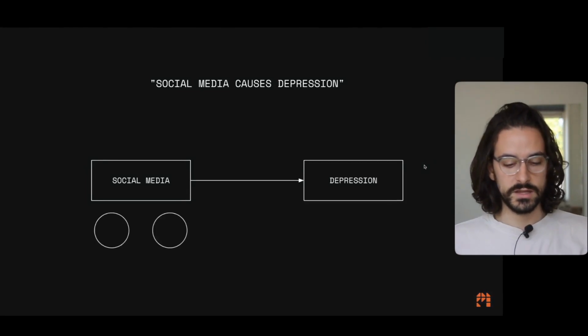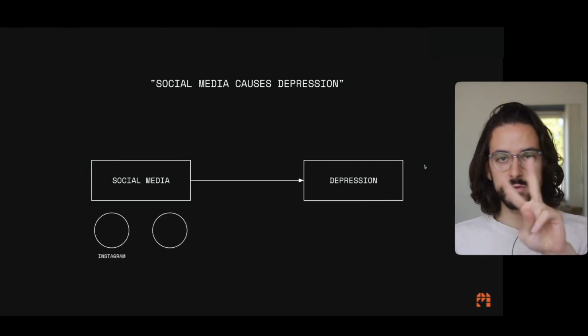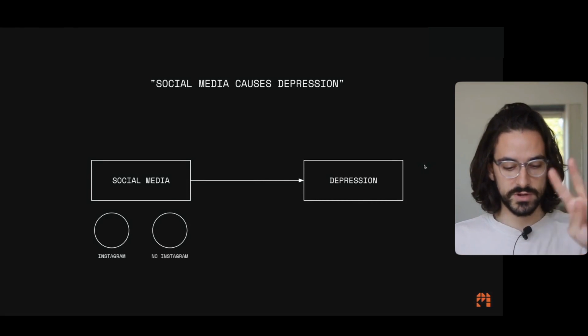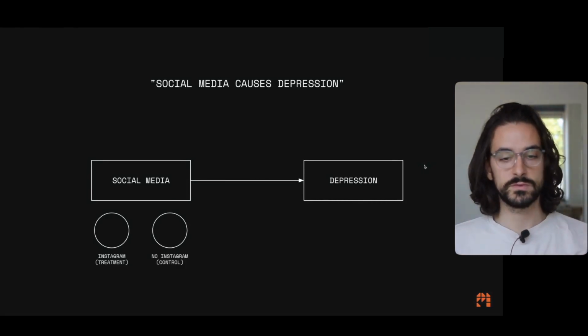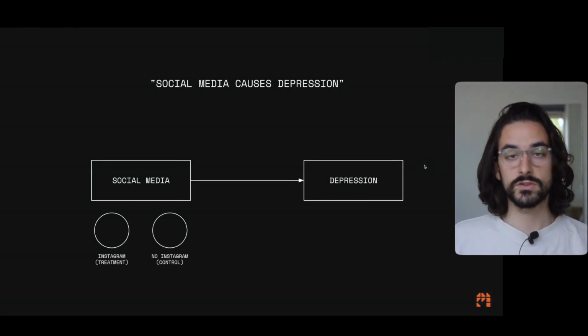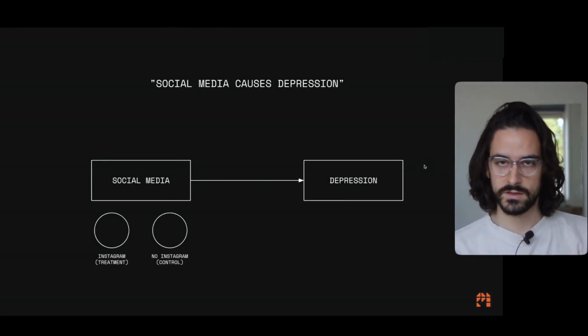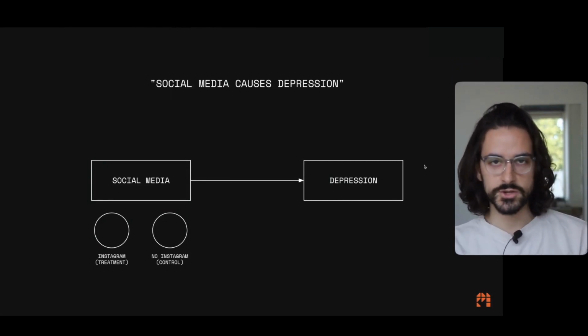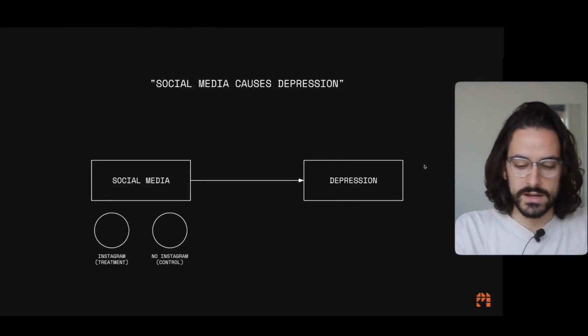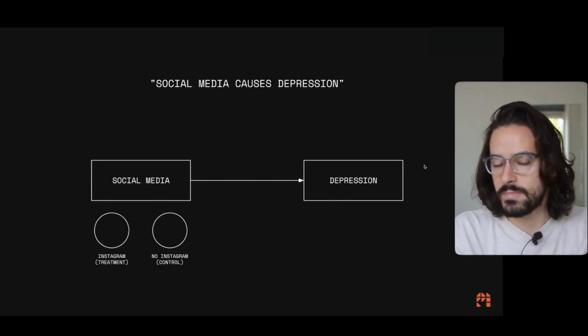Social media use is going to have two conditions. It's an experiment in which we have two conditions: a condition with Instagram and a condition with no Instagram. The condition with Instagram is called treatment, because it's the one we're trying to make people depressed with. And no Instagram is the control. You learned about control, right? It's the thing where you don't do anything, just for comparison.